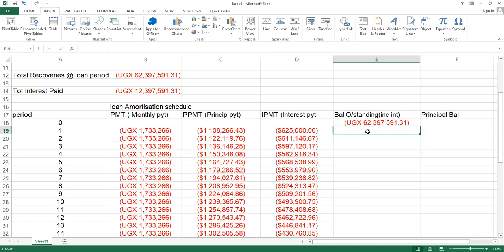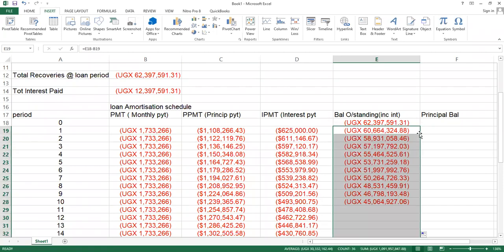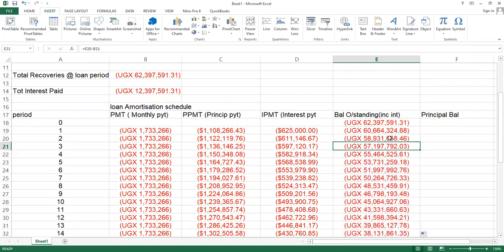So if I want to determine my balance outstanding at the end of period 1, I'll come and say equal sign. I get this outstanding balance and subtract the monthly payment, what you've paid. So if I press enter, that means that if you make a monthly payment, then at the end of period 1, you will have 60.664 M as outstanding. So if I scroll down or I double click, it is going to give me the balance at the end of each month.